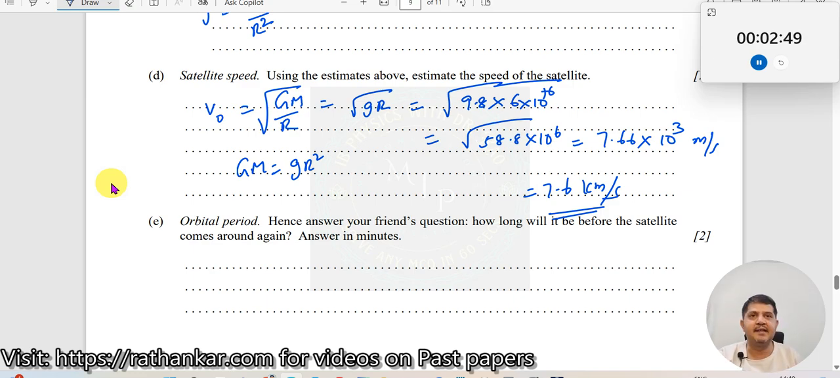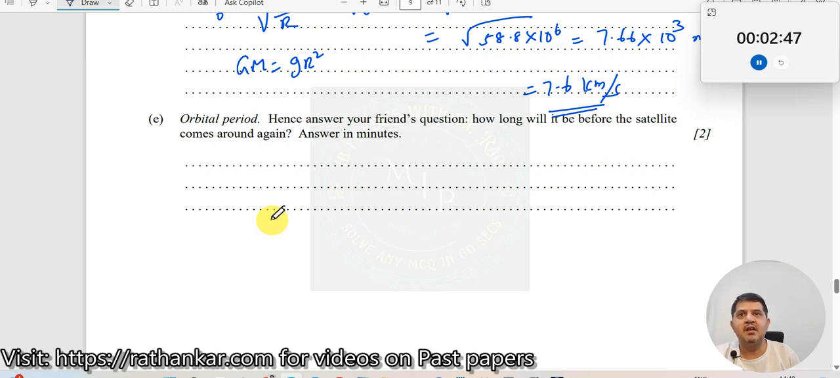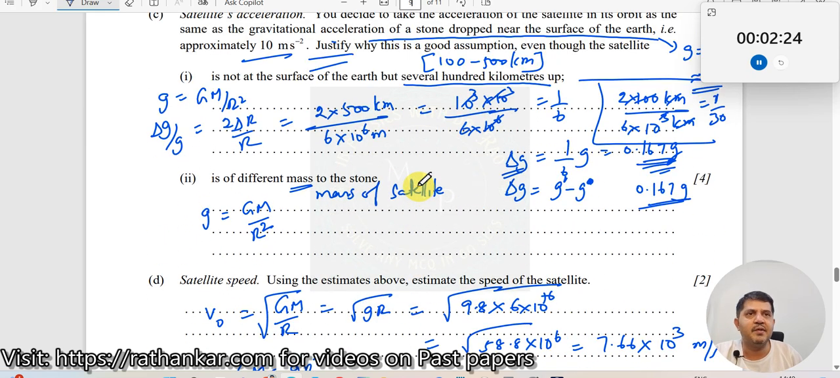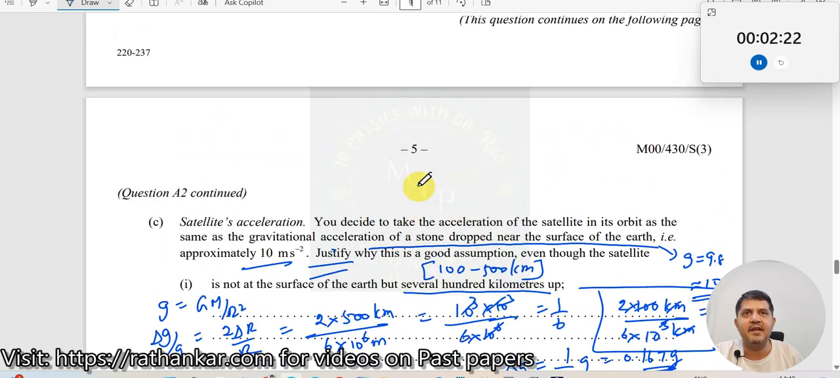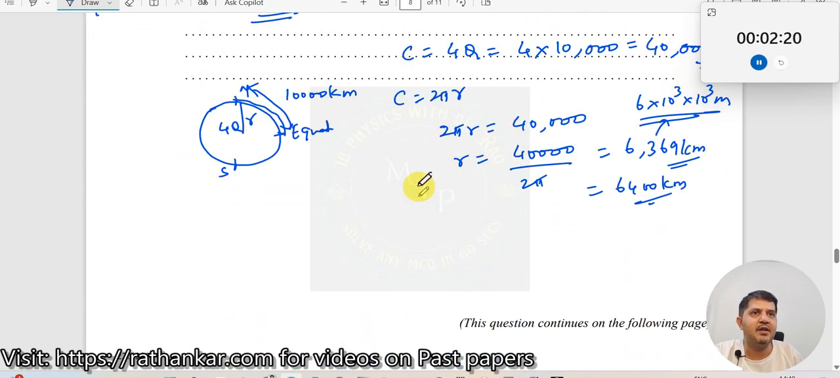Okay, then next, orbital period. So, to answer your friend's question, how long will it take before the satellite comes back to it? The orbital period T is equal to the circumference divided by the speed of the satellite. The total distance around this earth is the circumference, divided by the orbital speed of the satellite. What is the orbital speed here? First, let us see what is the value of g we have taken earlier. We have not taken any value of G, we can use this itself.